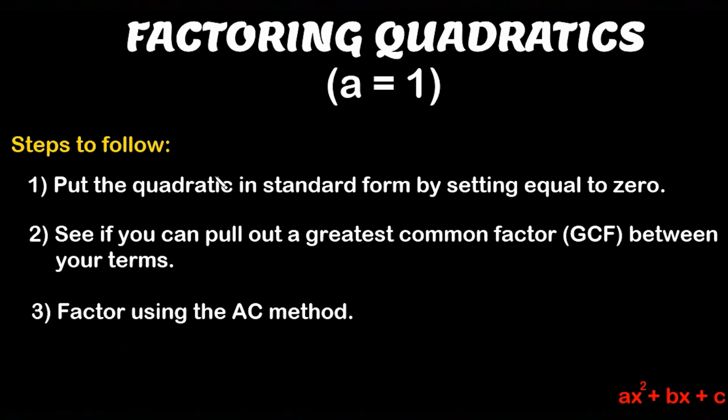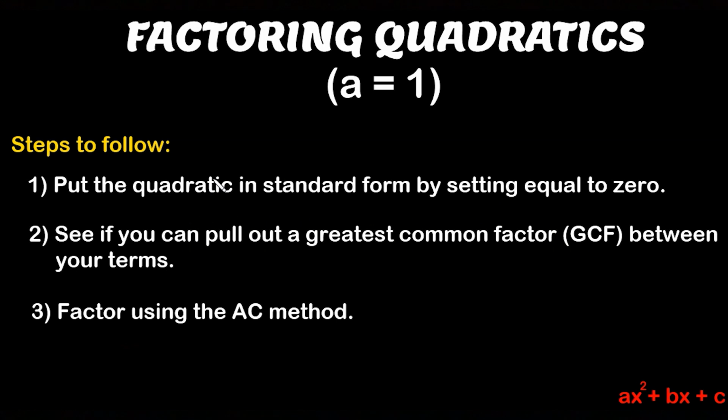And then step 3, factor using the AC method. So sometimes when you pull out a greatest common factor in step 2, you may not have to do the AC method. It may be completely factored after you pull out that greatest common factor. So always try to do that first, and then you move on to the AC method, which we're going to talk about right now, how to perform.